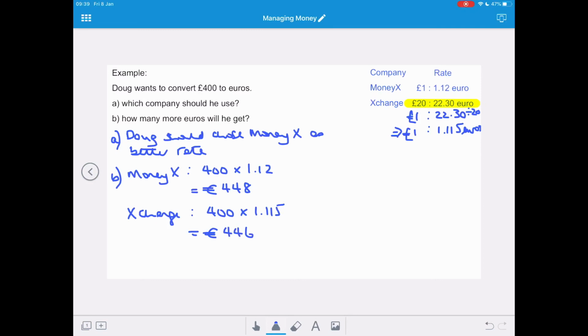Now it asked us how many more euros will he get, so we need to work out the difference, and so Doug will get 2 euros more at MoneyX.